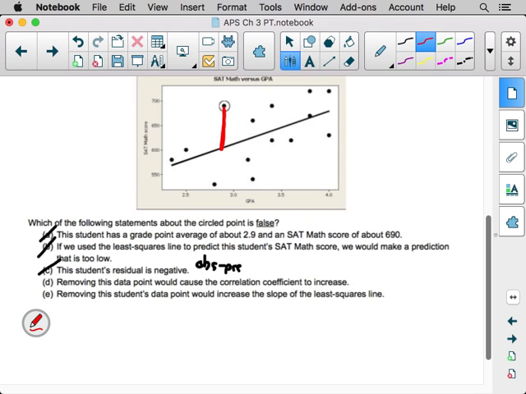Removing this data point would cause the correlation coefficient to increase, or removing this data point would increase the slope of the least squares regression line. All right. So we have two options left, okay? Either we think removing it would increase that strength, increase that relationship, or we think removing it would increase the slope of the least squares regression line. Which do you guys think?